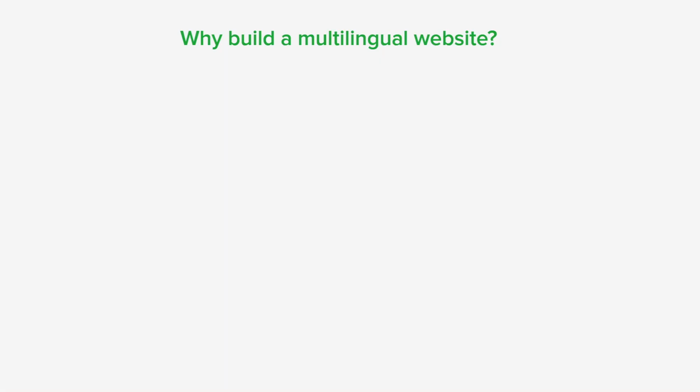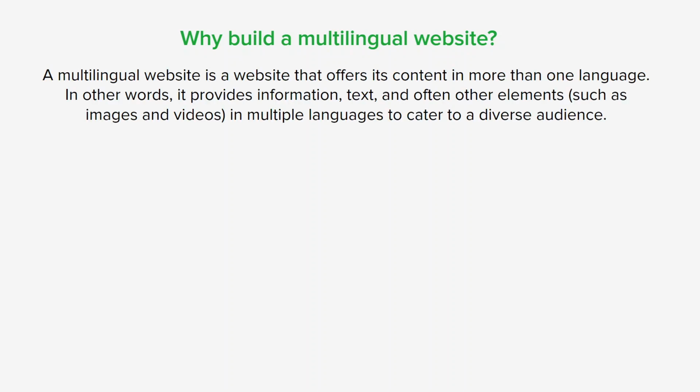So why build a multilingual website? A multilingual website is a website that offers its content in more than one language. In other words, it'll provide information, text, and other elements such as images and videos in multiple languages, and the reason for this is because it caters to a diverse audience. Users visiting the site can typically choose their preferred language from a language selector or menu.